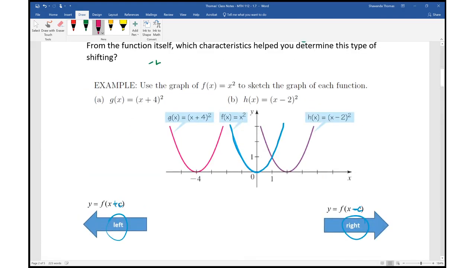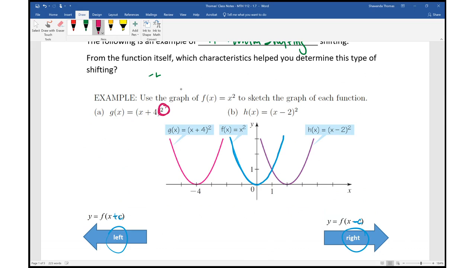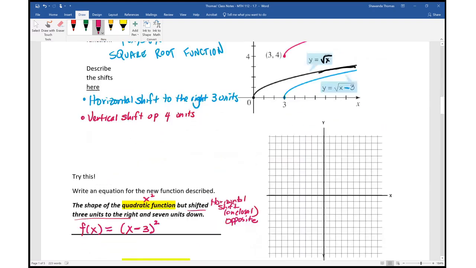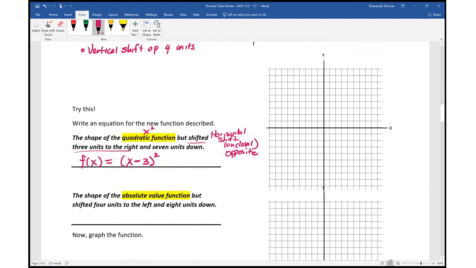Let's go back to it. Squared is not on the inside, it's on the outside. If you have some power, it goes on the outside of the parentheses, not on the inside. I see that mistake all the time. And then we have 7 units down. That's vertical shifting, and vertical shifting does exactly what we think it's supposed to do. So if it's down, then we know it's minus 7. So we have f of x equals x minus 3 squared minus 7.